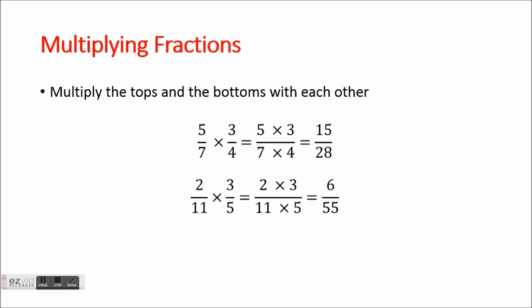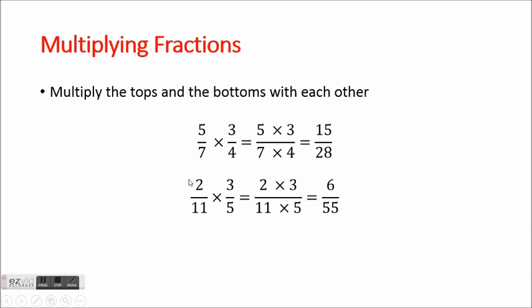Okay, so when you multiply two fractions together, that means you multiply the two top numbers together and then you multiply the two bottom numbers together. So if we look in our first example, we have 5 over 7 times 3 over 4. So we take the top numbers 5 and 3 and we multiply them together. Then we take the bottom numbers 7 and 4 and we multiply those together as well. So now we have 5 times 3, which is 15, over 7 times 4, which is 28. So 15 over 28 is our answer to that question.